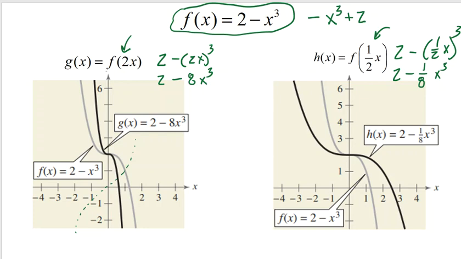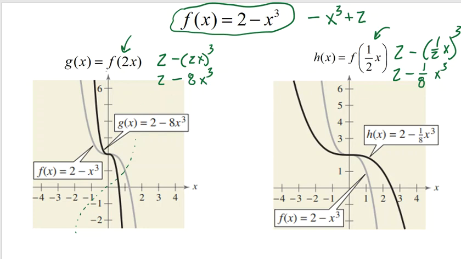It's almost like I pulled it apart horizontally. So if the number that you multiply by inside the function is between 0 and 1, that's going to stretch it, pulling it apart. If, on the left-hand side here, the number you multiply by inside the function is greater than 1, that's going to squeeze or shrink it in.